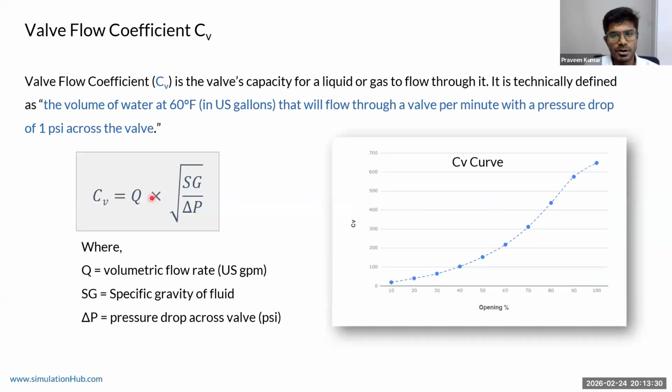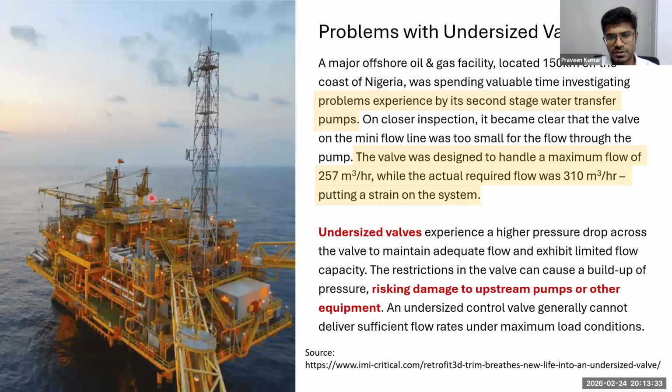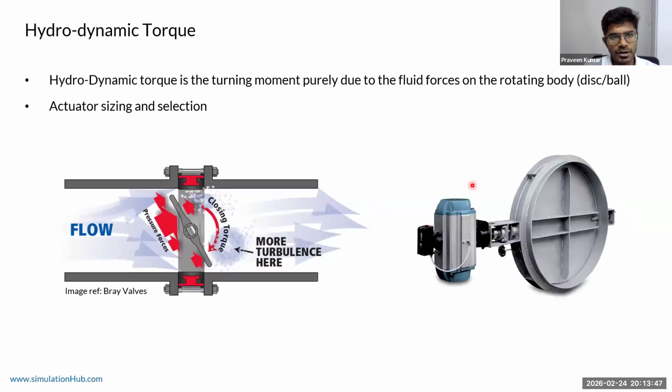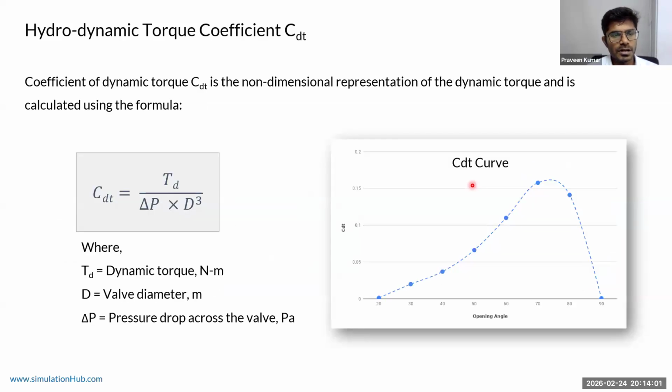So we saw a case of an undersized valve. This is flow rate related, falling short of the required flow capacity that corresponds to CV. That will help you to rightly size the valve. And the second one, the hydrodynamic torque, or CDT, the coefficient part, will help you to size the actuator required to operate the valve, right? So here we are introducing the coefficient of hydrodynamic torque. That is a non-dimensional number. CV has some units, right?